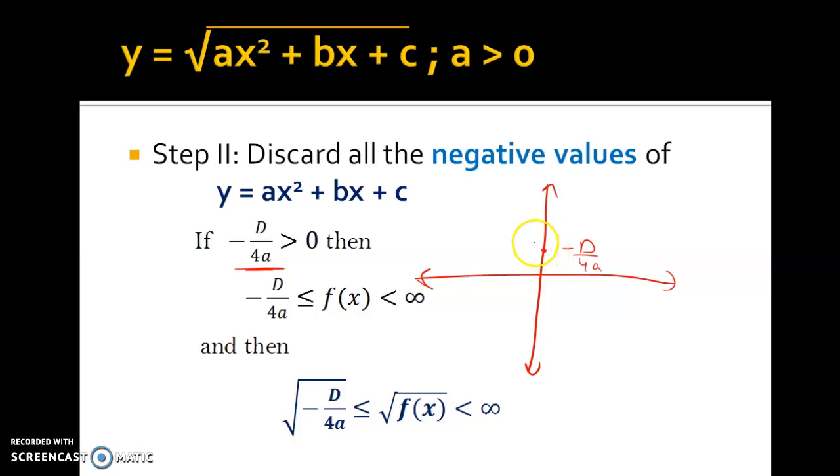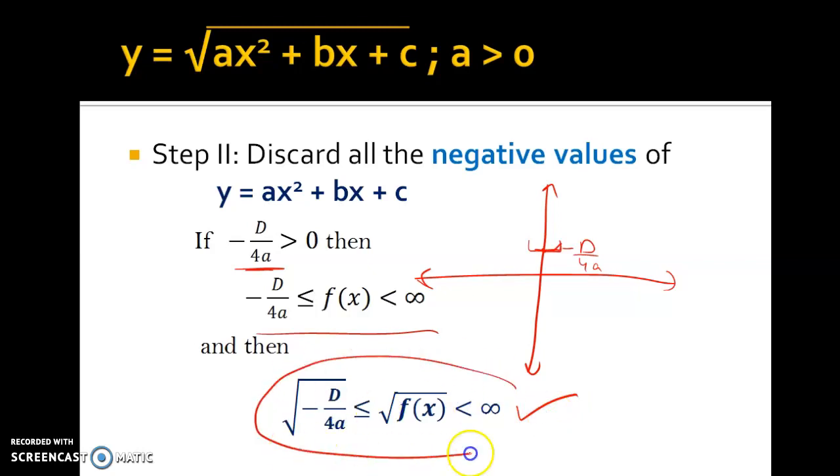Now the range is always positive in this case. Therefore, we take all these values and then, taking square root on both sides, the range of square root of ax square plus bx plus c is square root of minus D by 4a to infinity.